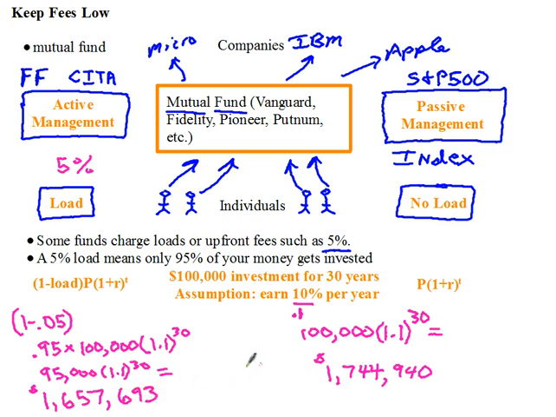Okay, almost $100,000 less as a result of paying the load. So that's what the load cost me. Yes, the load only cost me $5,000 up front, okay, because I invested only $95,000 instead of $100,000. But at the end, at the time that I take the money out 30 years later, I will have almost $100,000 less because of paying that load up front.